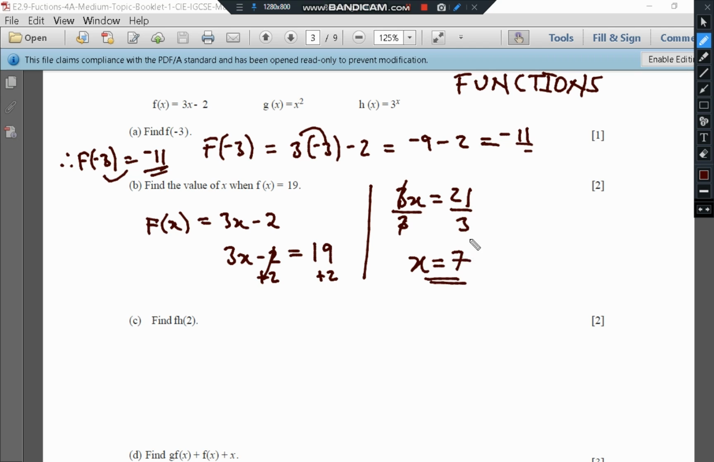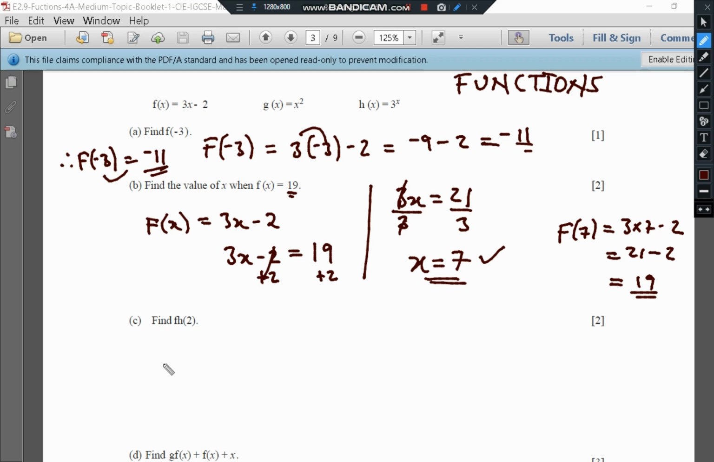So it means when we put 7 where there is x in the function f of x, we should be able to get 19. We can prove that by saying f of 7 is equal to 3 times 7 minus 2. And then 3 times 7 is 21. 21 minus 2 gives us 19. So it means the answer to the question is very much correct.